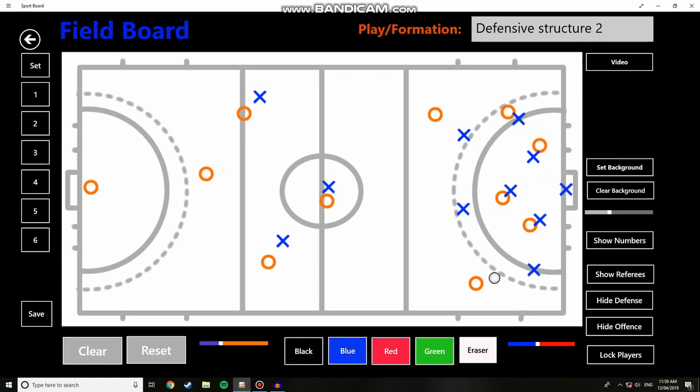Same thing, so there's the line. Our sweeper will always try and stay on that line. So the sweeper's in behind. If that player gets eliminated, he steps up.